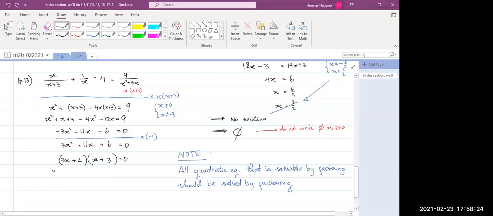Therefore, either 3x plus 2 equals 0 or x plus 3 equals to 0. So either x equals to negative 2/3 or x equals to negative 3. But according to these, x cannot be negative 3. I have to cross it out. This is the only answer.